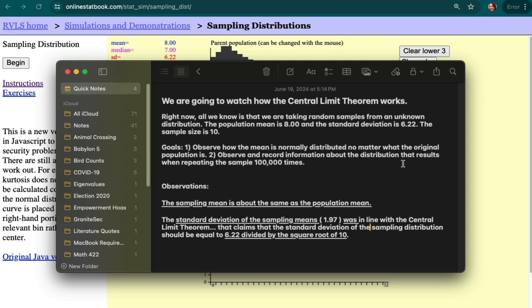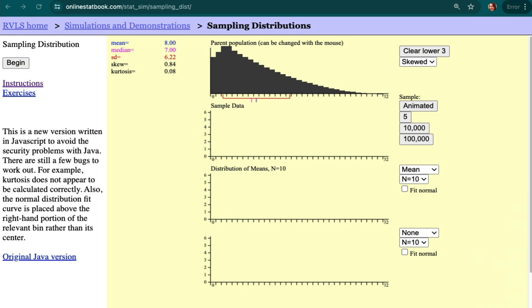And what do we know about it? Can we calculate its mean? Can we calculate its standard deviation? And what's the relationship between that and the original population, if any? Because there isn't necessarily a relationship between the sample means and the original population, but the central limit theorem claims that there is. Okay? The central limit theorem claims that there is a relationship.